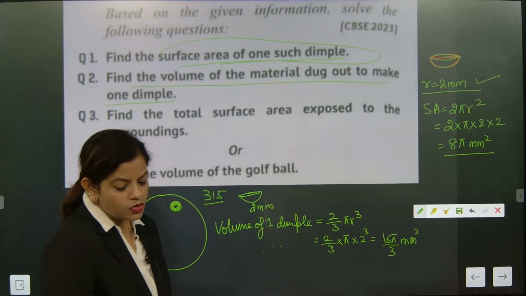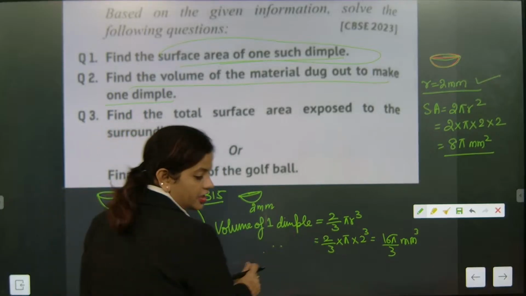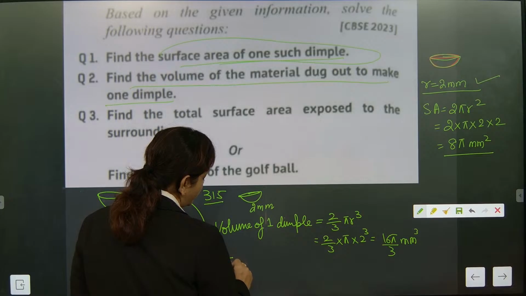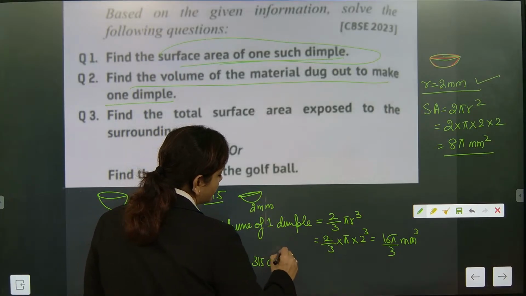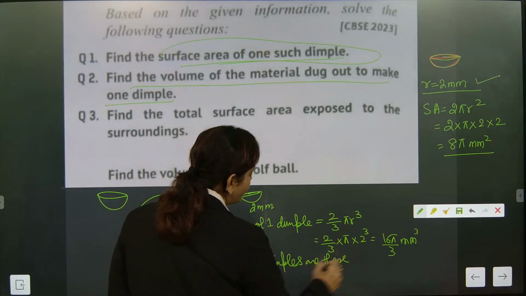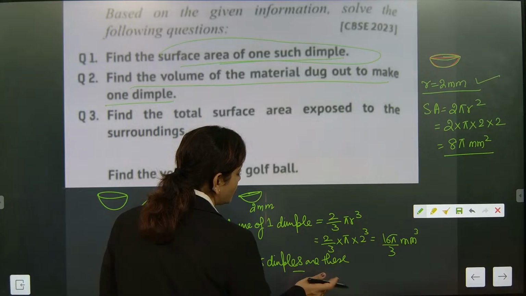Like this, how many dimples? Very good. So how many such dimples have been taken out? 315 dimples have been taken out. Very good, Ashmita. So 315 total. How many dugouts are there? Total 315 dimples are there. So what is the total volume taken out? So volume taken out will become how much?